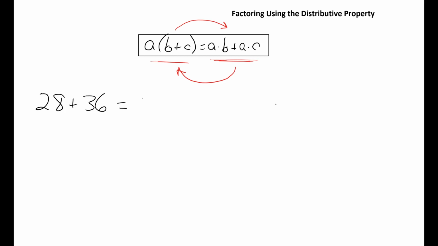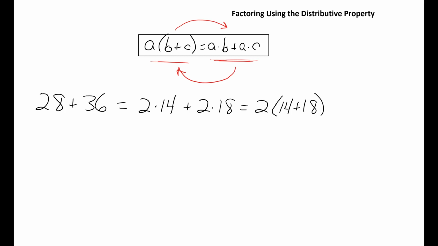28 plus 36 equals 2 times 14 plus 2 times 18. And then I could undistribute, and I could write 2, my common factor, times (14 plus 18). And I could then say I have now factored 28 plus 36 into 2 times (14 plus 18). And that would be true, but it would also be incomplete.